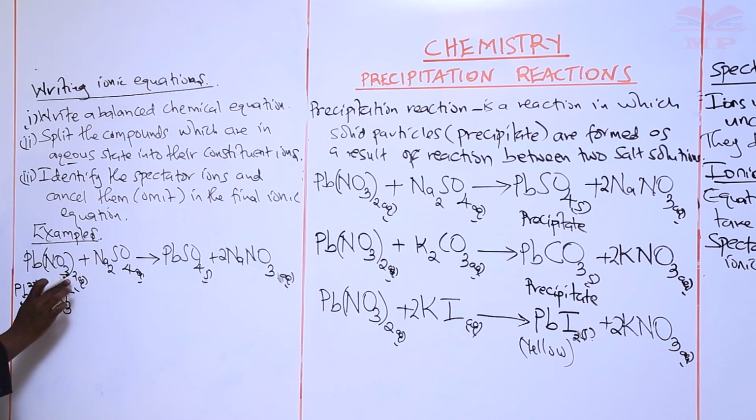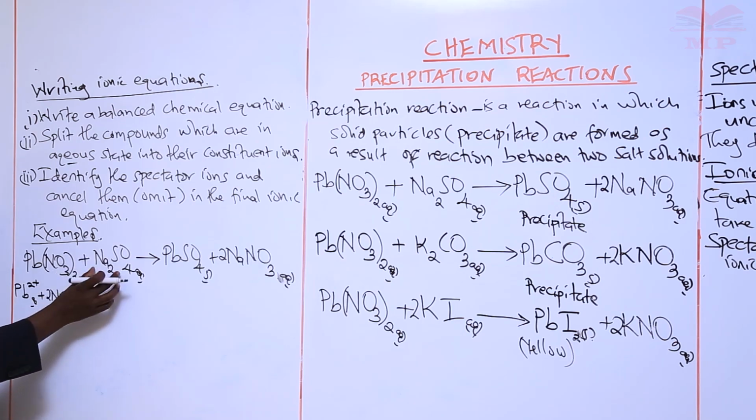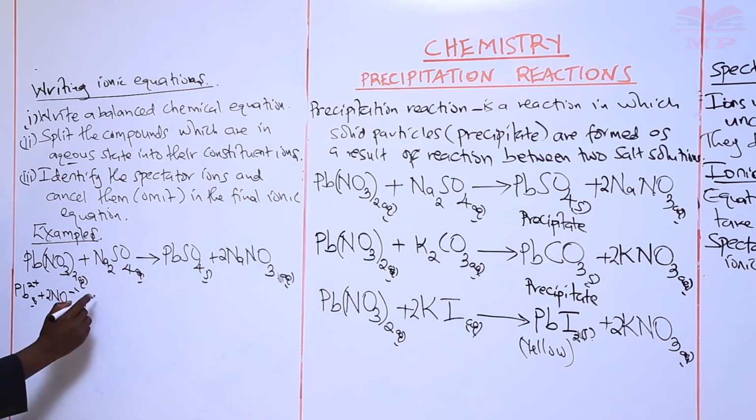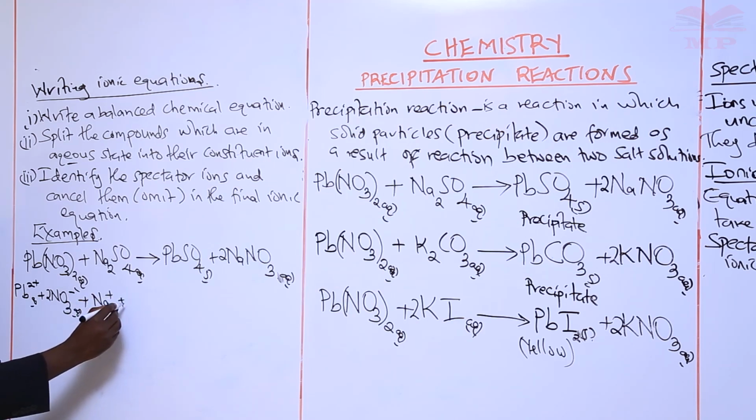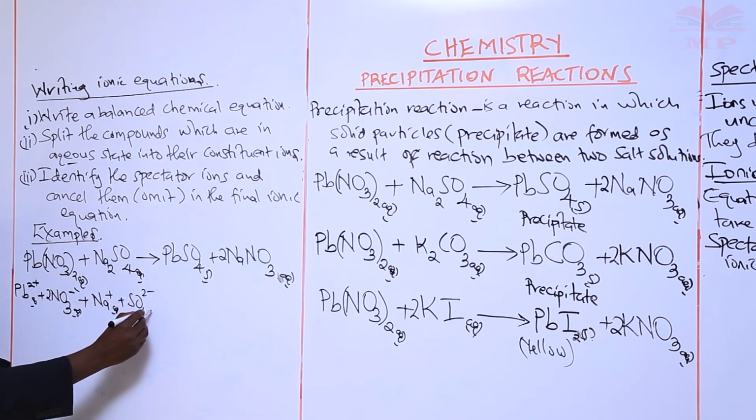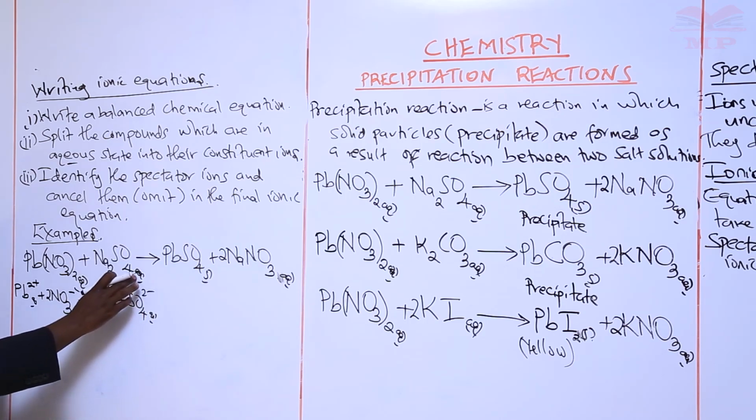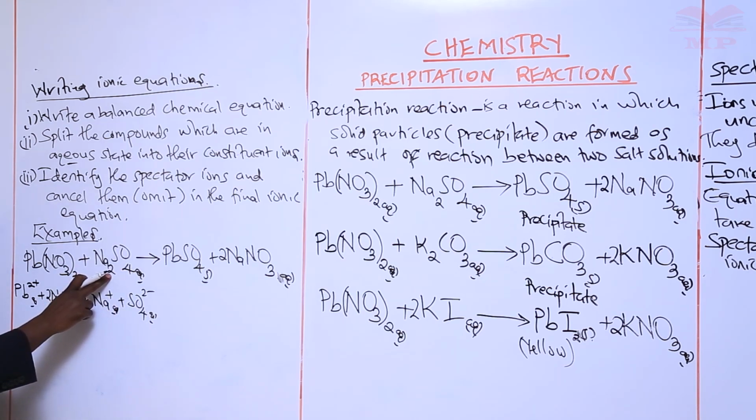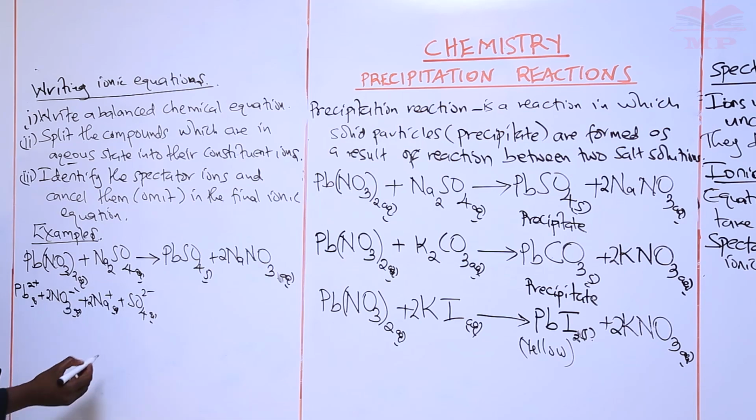From the equation, I'm having 2 nitrate ions, so I put here 2. Remember, it is aqueous, plus this one here. Sodium sulfate, I'll have 2 ions: sodium ions and sulfate ions. Those are the ones I'm going to write here. Sodium ions, aqueous, and sulfate ions, aqueous. Remember, we said the state symbol should be aqueous before you split. From the equation, I'm having 2 ions of sodium, so I'll put here 2.